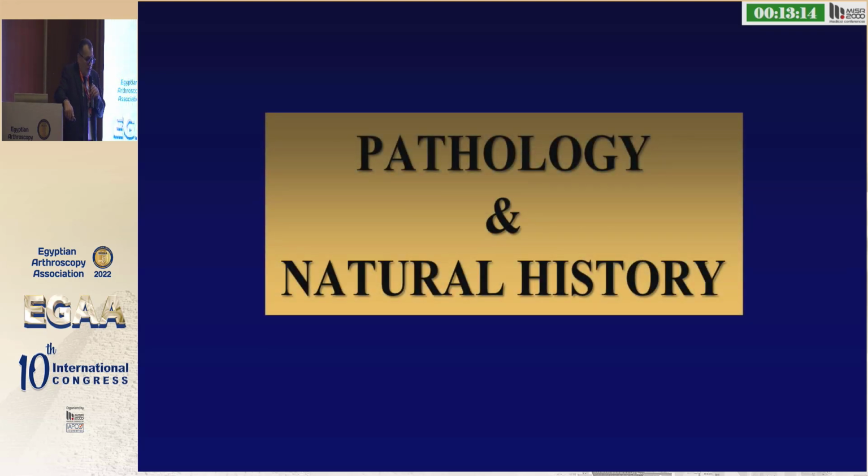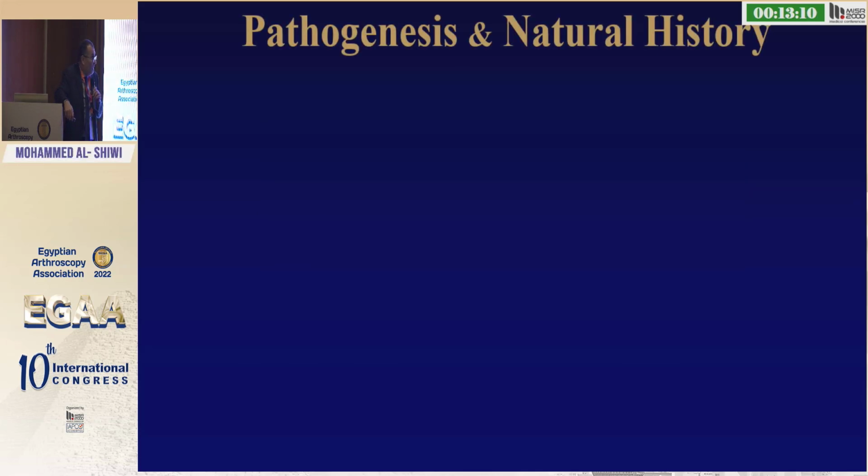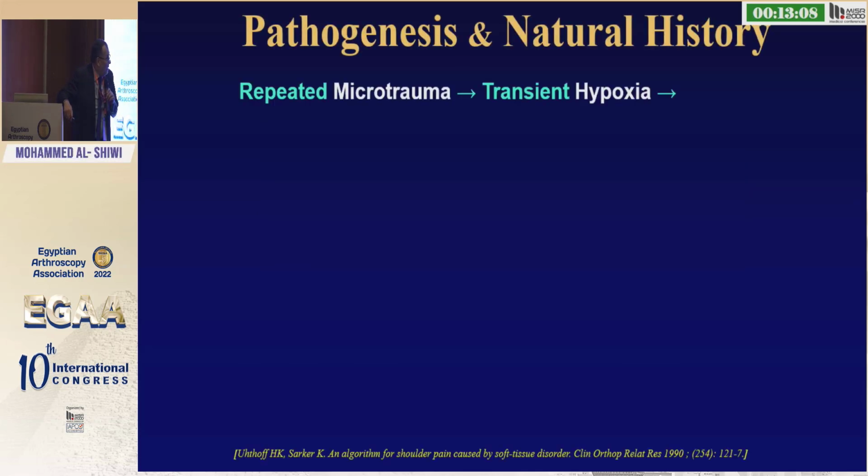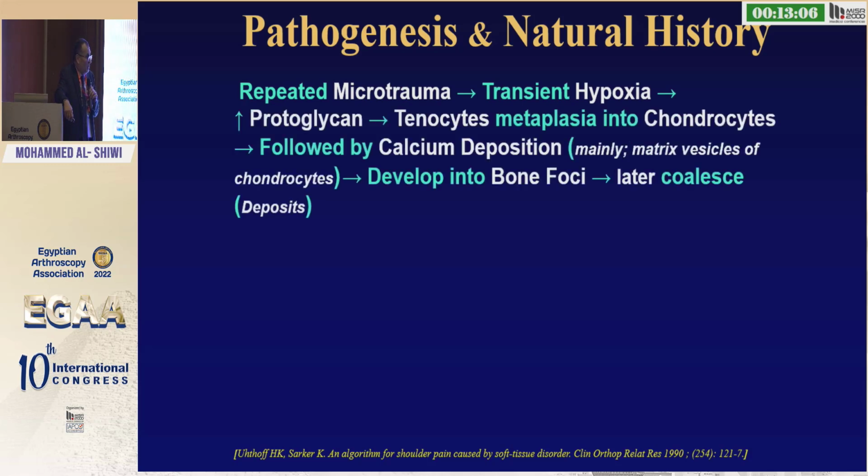To understand calcific tendinitis, we must first understand the pathology and the natural history. It starts by repeated microtrauma leading to transient hypoxia. This leads to an increase in the proteoglycan with metaplasia of tenocytes into chondrocytes. This is followed by calcium deposition within the matrix vesicles of the chondrocytes that develops later on into bone foci that later coalesce into calcium deposits.